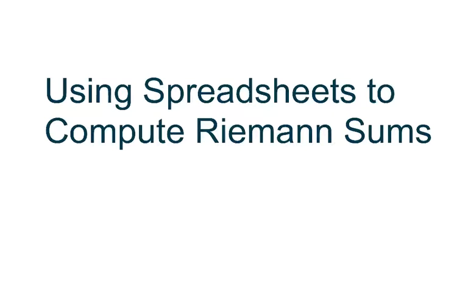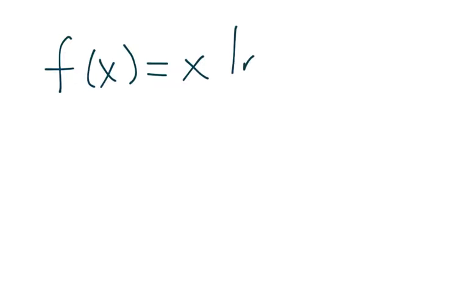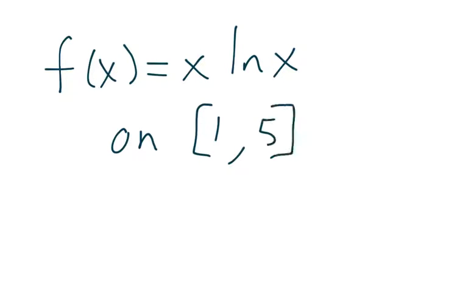In this video, I'll show you how to use spreadsheets to compute Riemann sums. For this example, we're going to consider the function f of x equals x times the natural log of x on the interval 1 to 5. We'll be doing this using n equals 6, that is, 6 rectangles of equal width.